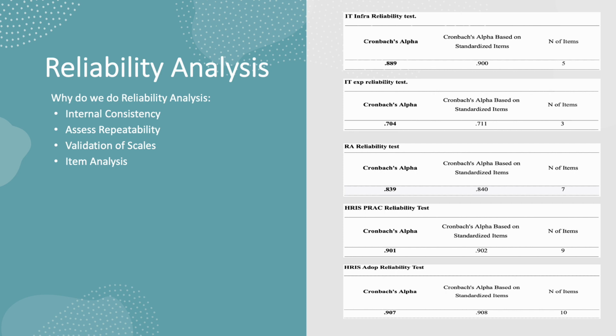This suggests that the items on average measure the same underlying construct with a reasonable degree of reliability. Now, I will probably skip the RA reliability test because we see the outcome is 0.839, which is closely on par with the score of the IT infra reliability. Let me just move on to the final one, which is the HRIS reliability test.